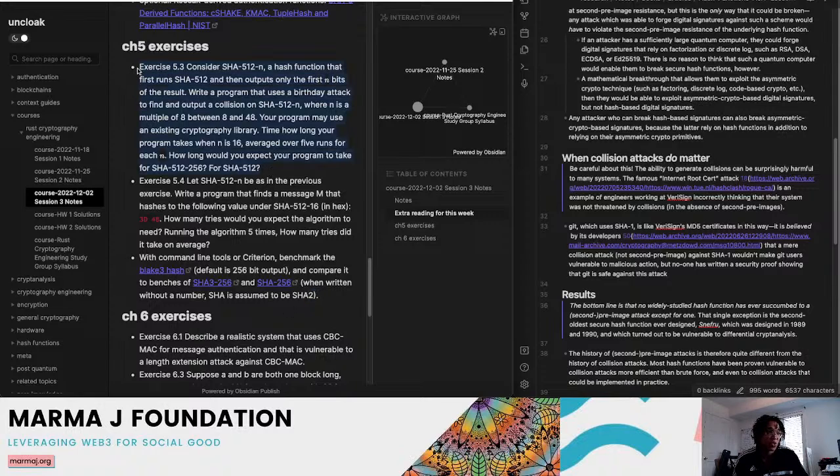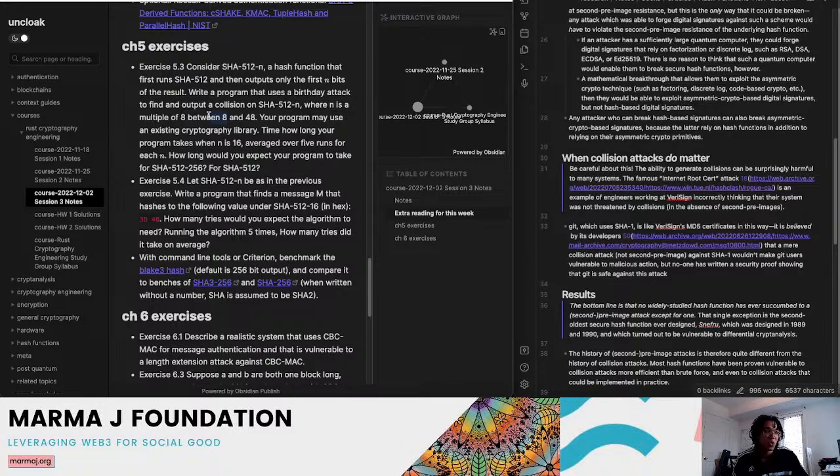This question is about collision resistance, basically saying use SHA-2 with 512 bits of security, but then only output 8 bits, 16 bits or whatever else, up to 48. How long would it take? And how long do you expect it to be if you use SHA-512 and then output half the amount of bits of security? So you could use your math from this and guesstimate this. And then how about for the full SHA-2 512?